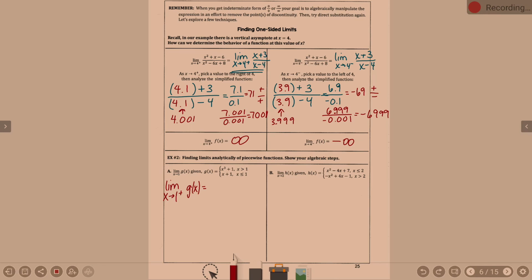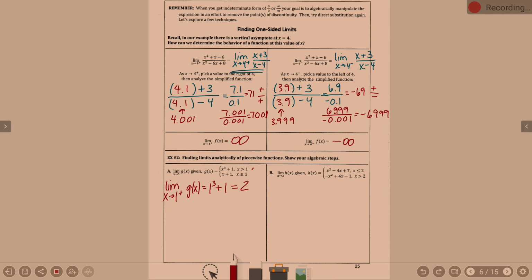So you're going to use the top one. We're going to use the x cubed plus 1 because when x approaches 1 from the right, we want to use where the graph says x is greater than 1. Am I making sense? So we're going to plug this into the top one, which means it's going to be 1 cubed plus 1. Good math. Now, check the other side.